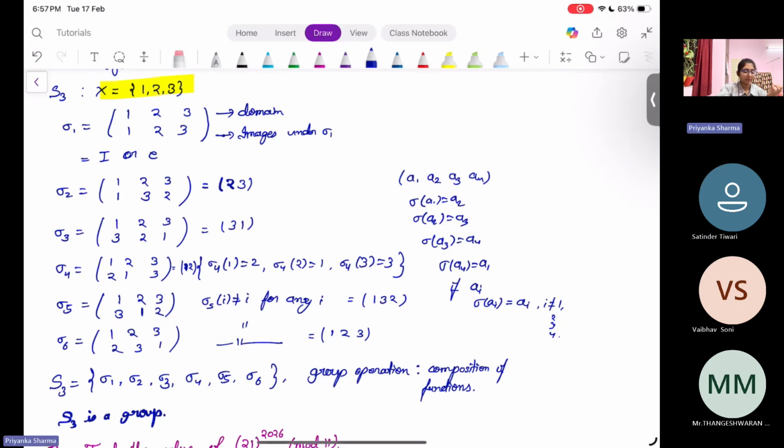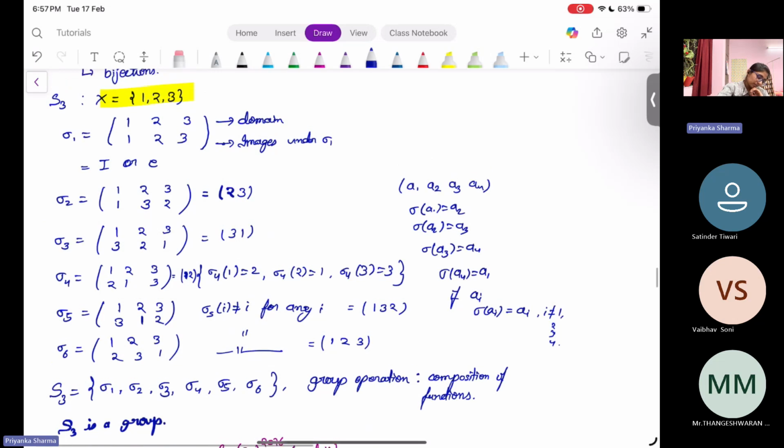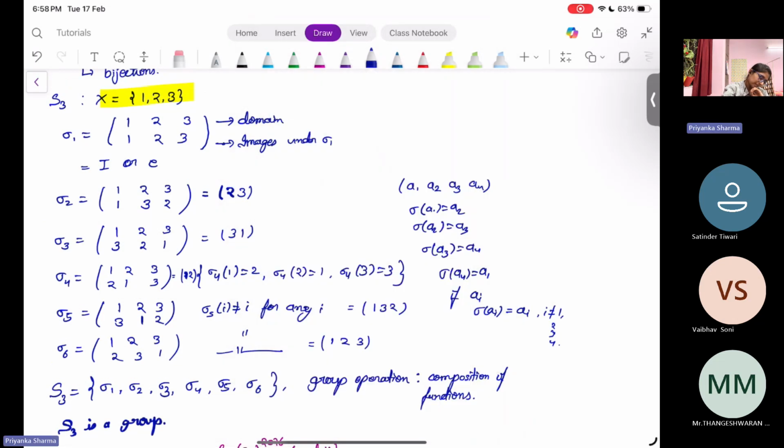Yes, ma'am. Okay. You can compute the orders of elements. The first one is the identity actually, and its order will be 1 itself. Why? Because sigma 1 of x is x for all x belonging to X, right? So the order of sigma 1 is 1.